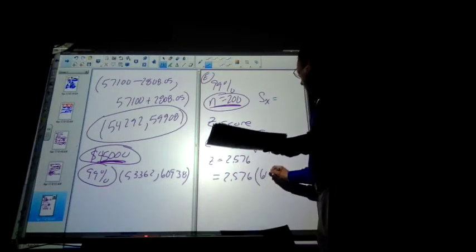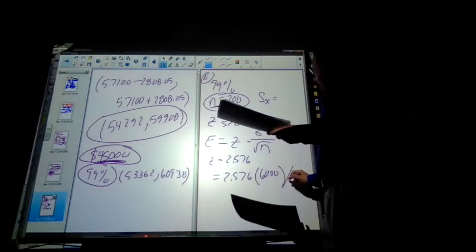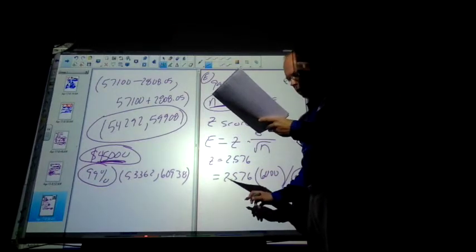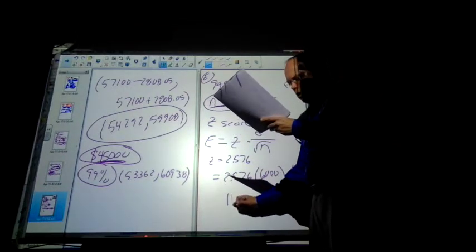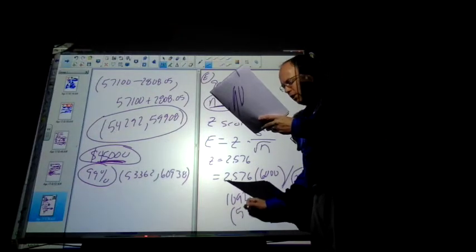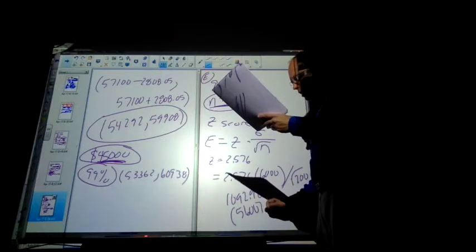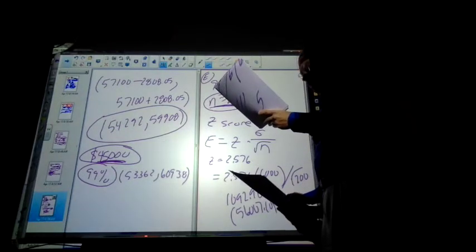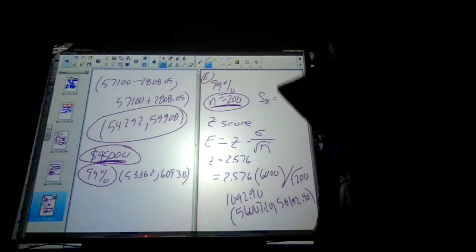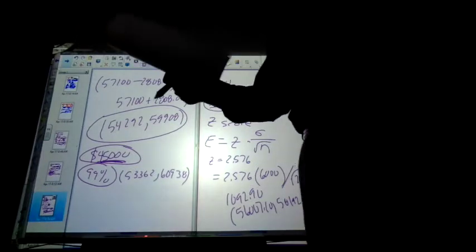let's give it 6,000, and that's going to be divided by the square root of 200, and this one is going to show us that we get 1092.9, which means we get 56,907.10 and 58,192.9. And that is what the review was.